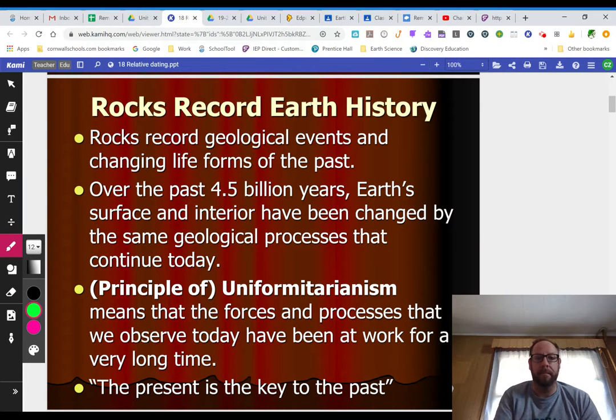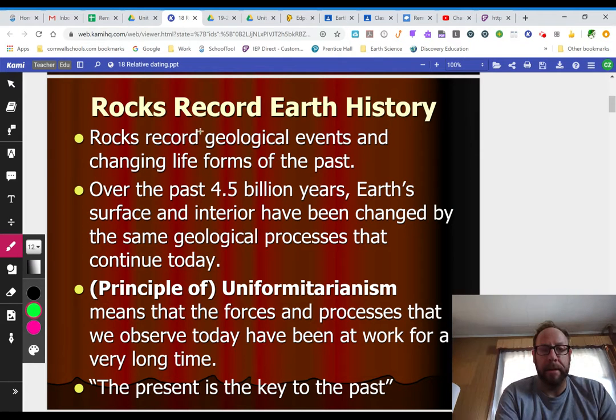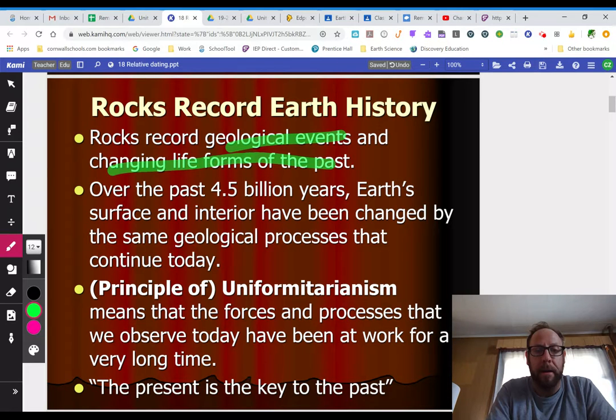So what we have here is the rock history record, the Earth, okay? Rocks record geologic events. They record not only geologic events, but changes in life forms in the past, generally because of fossils. Fossils get trapped in rocks, all right? And there's a little more specific information to that.